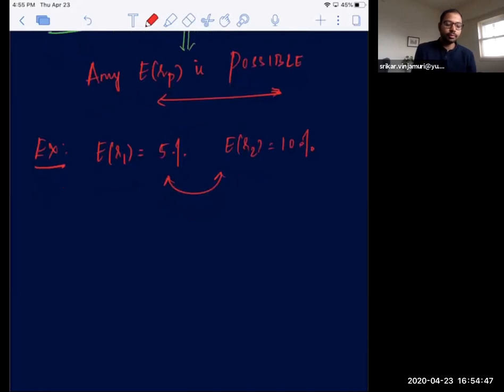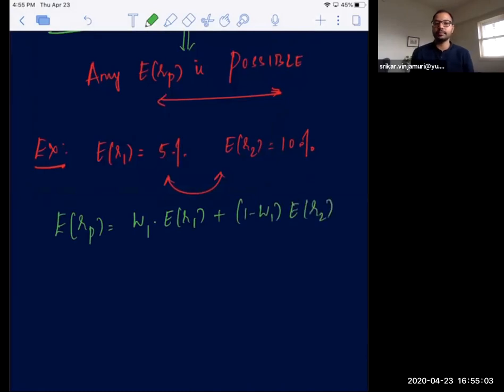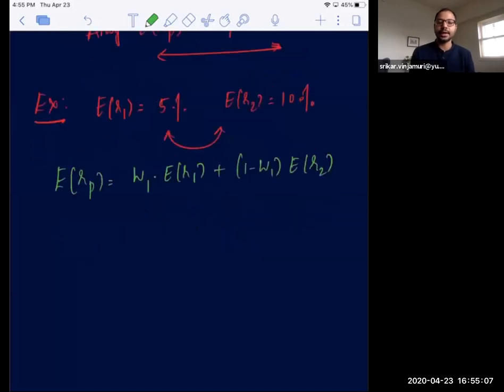So if I form a portfolio using these 2 risky assets, then the expected return on the portfolio is going to be the weight I put on the first asset times the expected return on the first asset plus 1 minus W1 times the expected return on the second asset, right? That's what the expected return on the portfolio will be by combining these 2 assets in these proportions, where W1 of my wealth is invested in asset 1, the rest goes into asset 2.